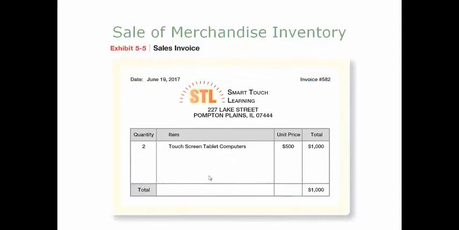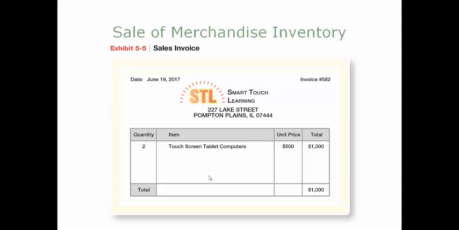So let's look at the journal entry here. Here's an invoice. It doesn't say this, but Smart Touch Learning sold touchscreen tablets. It doesn't tell you here, but they sold touchscreen tablets, $500, $1,000 worth.